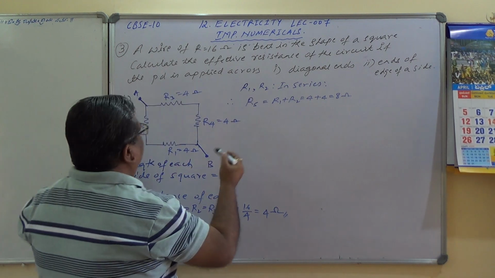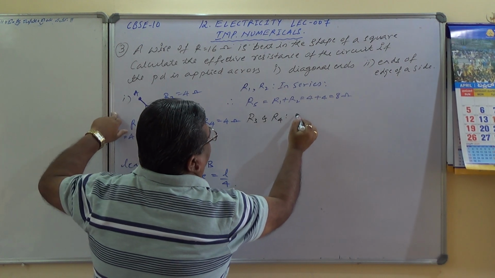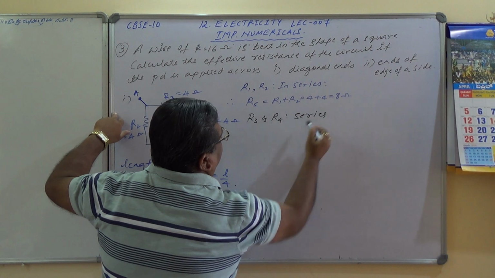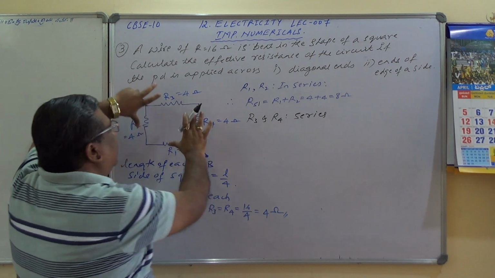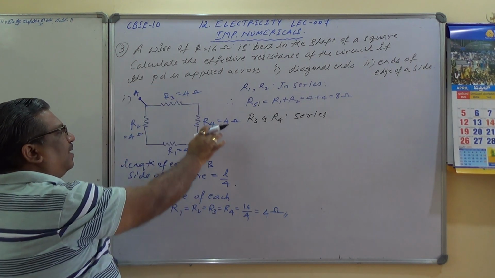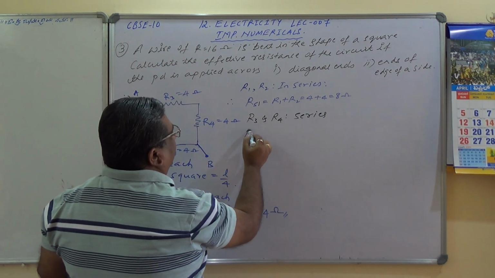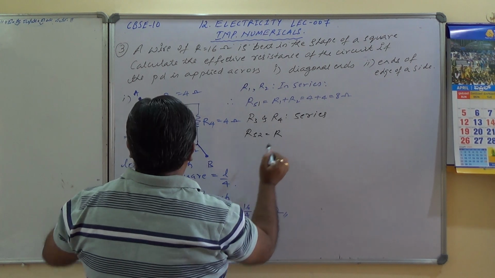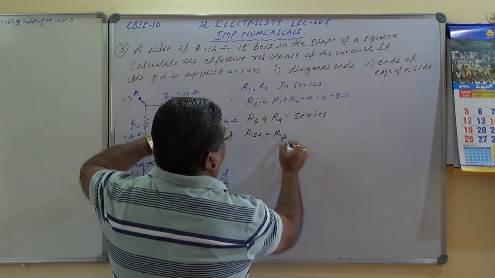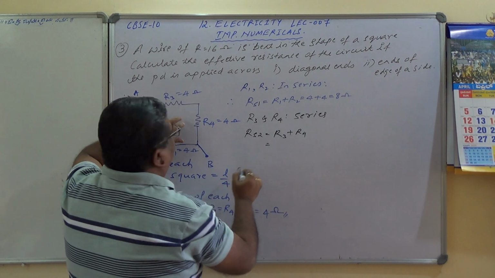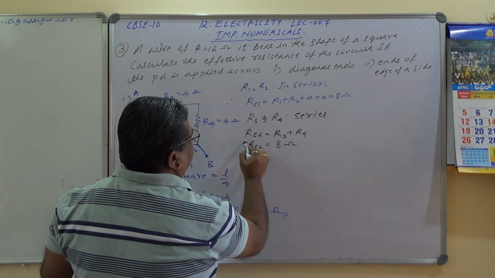Now, R3 and R4 are in series. RS1 I'll make it, because these two are in series, these two are also in series, both together is a parallel combination. R3, R4 in series, therefore RS2 equals R3 plus R4, which equals 8 ohms. RS2 equals 8 ohms.